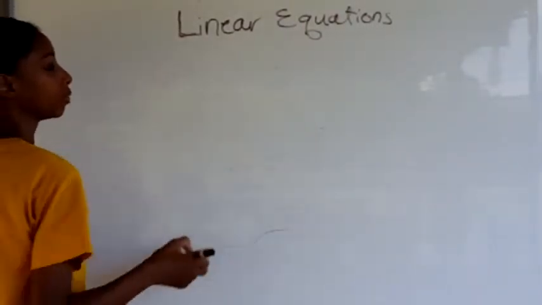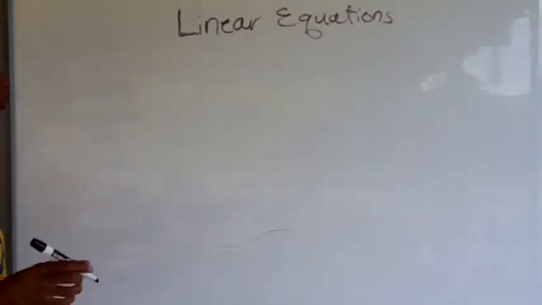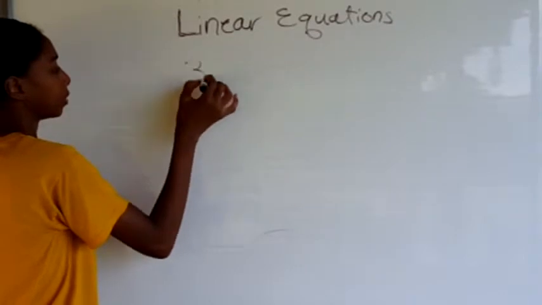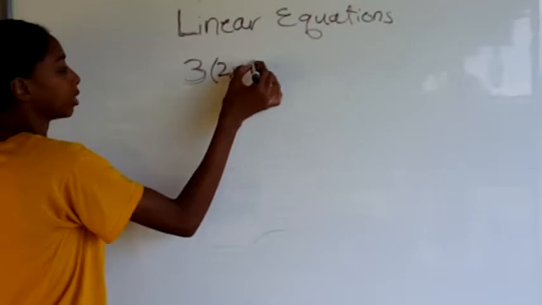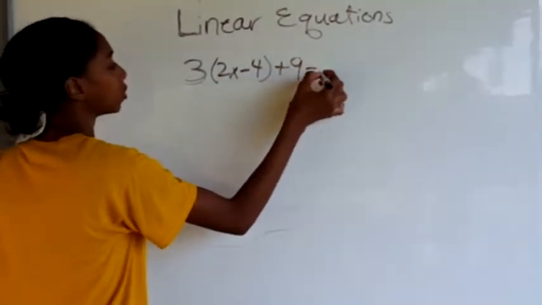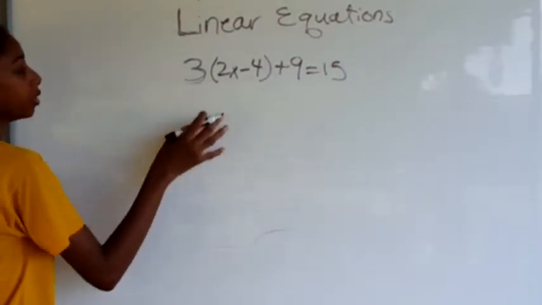Alright, so basically we're implementing, like I said, everything you learned before. So in this next example, we have to distribute and then combine like terms just like we practiced before. So we have 3 times 2x minus 4, plus 9, equals 15. Alright, so we're going to distribute the 3 to the parentheses.